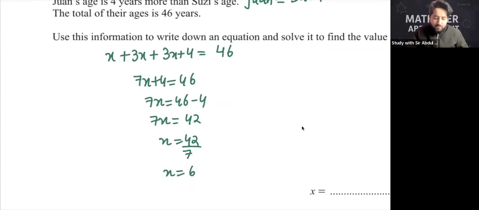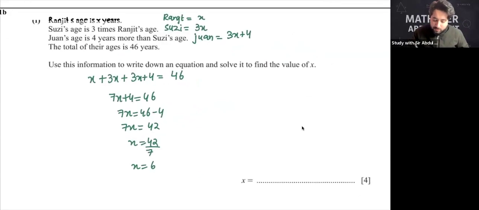6 sevens are 42. So x is equals to 6. So that is what Ranjit age is. Understood, everybody, or not? Yes or no? Now we got the idea here.